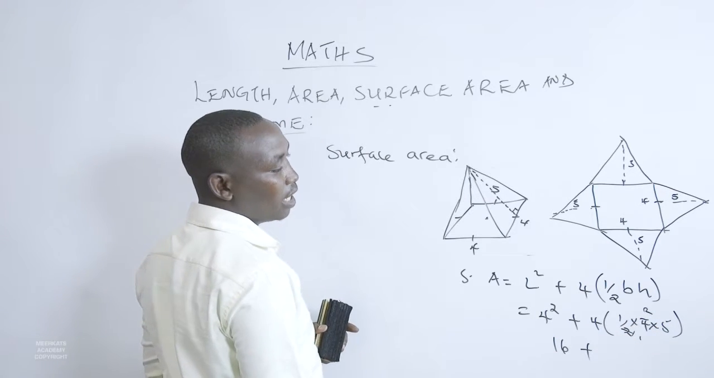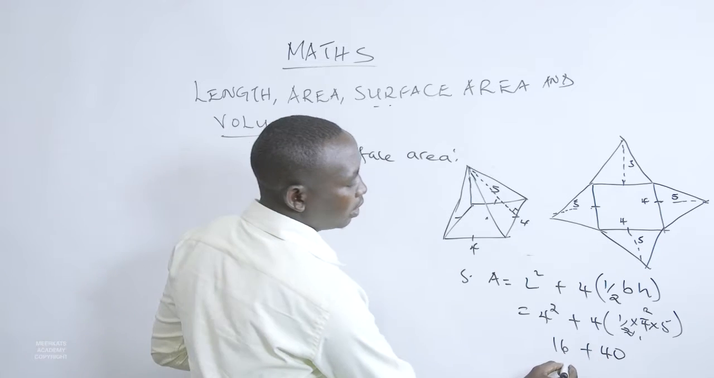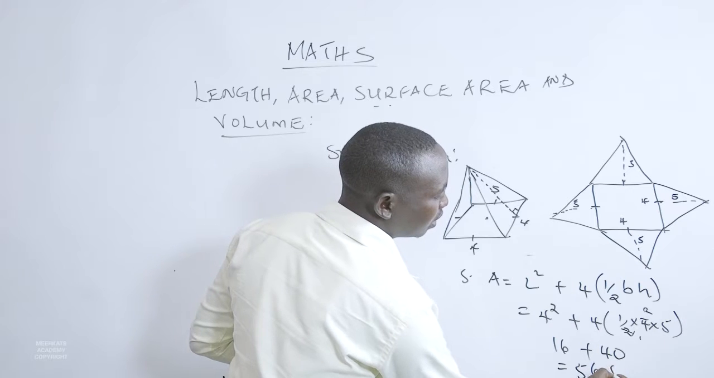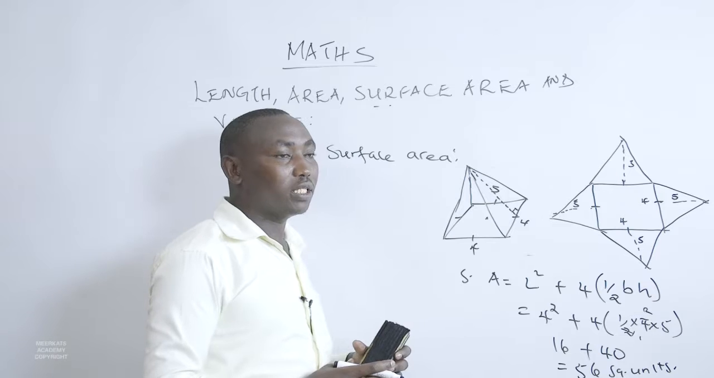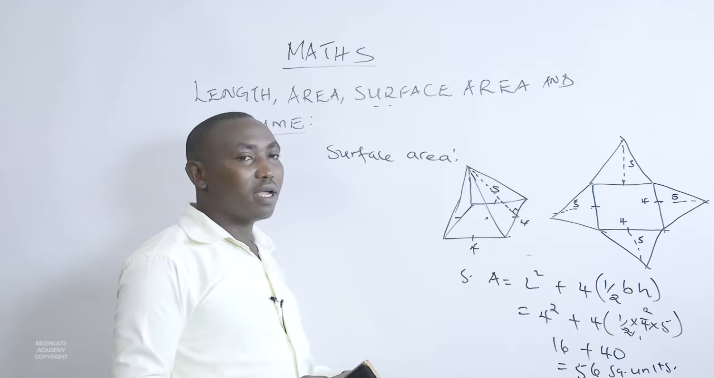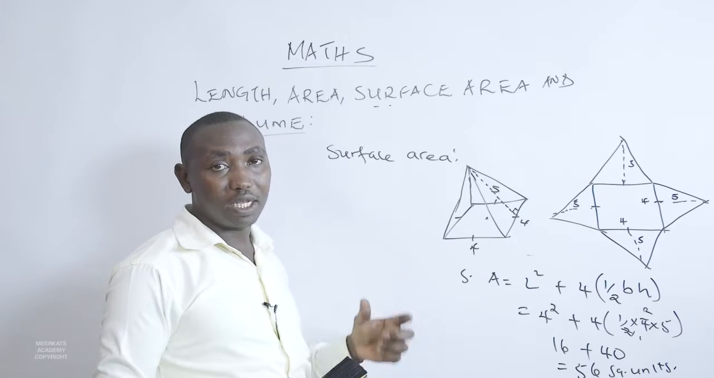So this will give us 16 square units plus 2 there once, 2 there twice. That will be 10. 10 by 4 is 40. So this will give us 56 square units. So in a nutshell, that is what we were able to learn during our previous lessons.